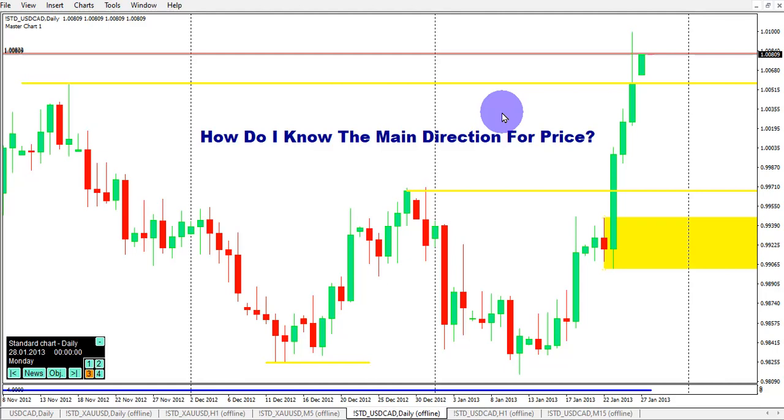So the question here is, how do I know the main direction for price? It's expected that you first of all have to find out where price is going before you can jump into a trade on the smaller time frame. So you must have heard that we trade on the smaller time frame, the trend of the higher time frames. And then you might have also heard that the higher time frame is in control of what we see on the smaller time frame, right?